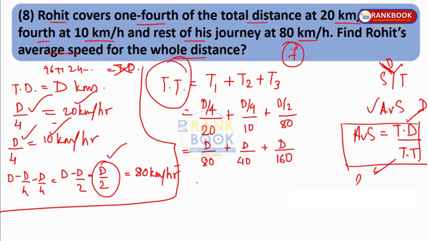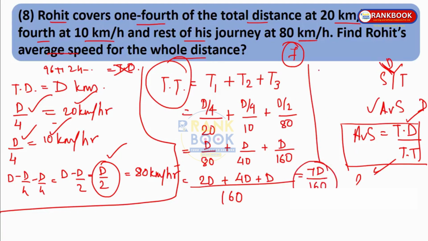Now, while taking the LCM of 80, 40 and 160, we see that 160 is the highest number, and 40 and 80 both divide 160. That means 160 is a multiple of 40 and 80 both. So 160 becomes the LCM. 80 times 2 is 160, so 2D we'll have over here. 40 into 4 is 160, so multiply D by 4, we'll have 4D. Plus 160 into 1, so 1 into D is D. What do we get? 4 plus 2 is 6, plus 1 is 7. 7D upon 160. This is the total time taken.